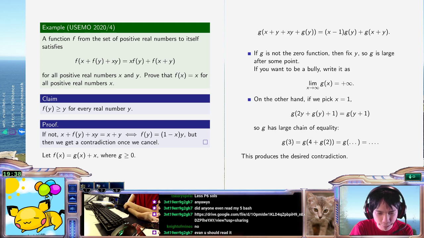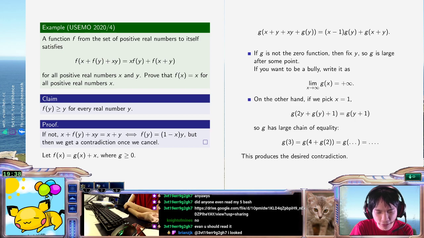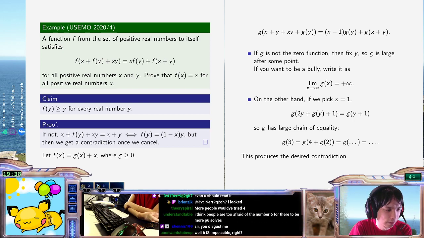Did anyone read my P5 bash? No. Should I read it? No, I'm not grading P5.